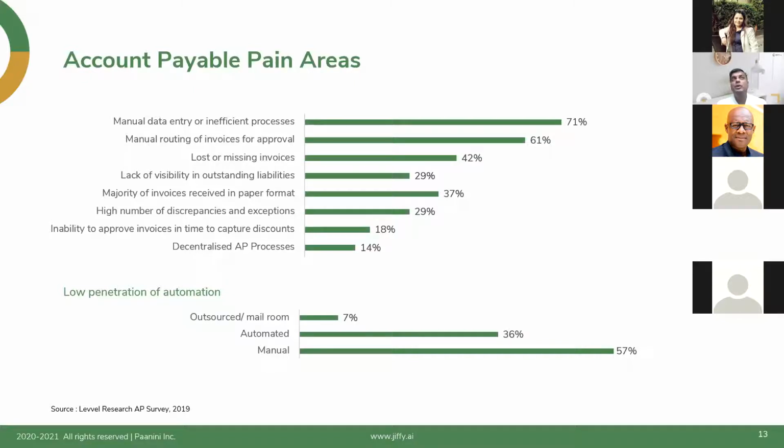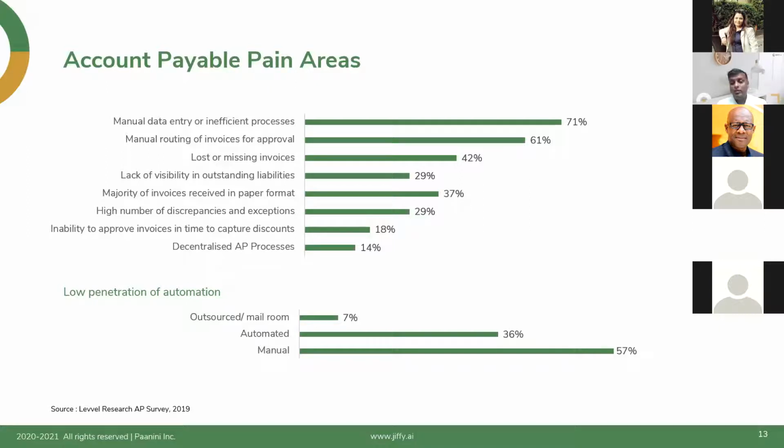As a CFO, my worry is how do I manage cash flows? How do I keep some of my suppliers who are critical happy? How do I make a high priority supplier's invoice go through within the stipulated SLAs, right? And finally, the process is completely decentralized, which is another issue where you don't have visibility, especially in a global setup.